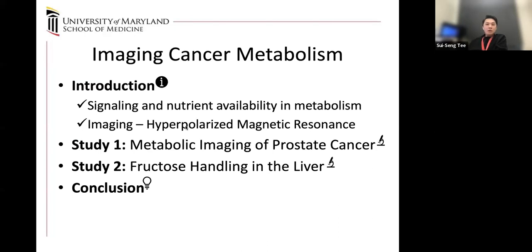The first case study, we'll look at imaging of prostate cancer. And the second, we'll look at fructose. These two are interconnected by the fact that they're both downstream, they're both sugars, right? Pyruvate's downstream of glucose, and fructose is very similar to glucose, but utilized differently. So I'll keep coming back to this structure to guide us along as we progress through how we look at metabolism using imaging.